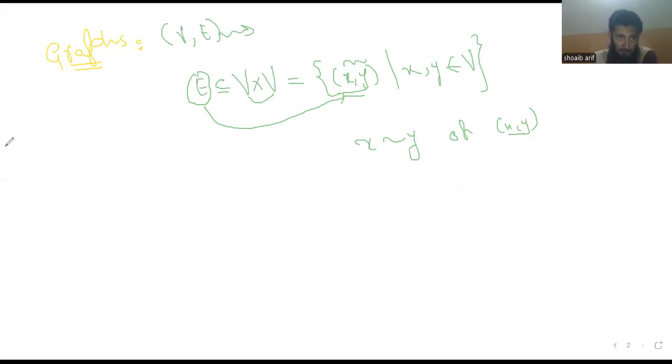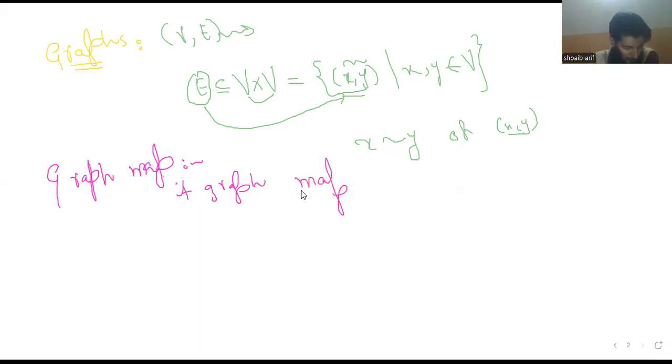So secondly, we define graph maps. Second, I am discussing the graph map. A graph map, what is the definition? A graph map f from X to Y, where X and Y are graphs, is a function.